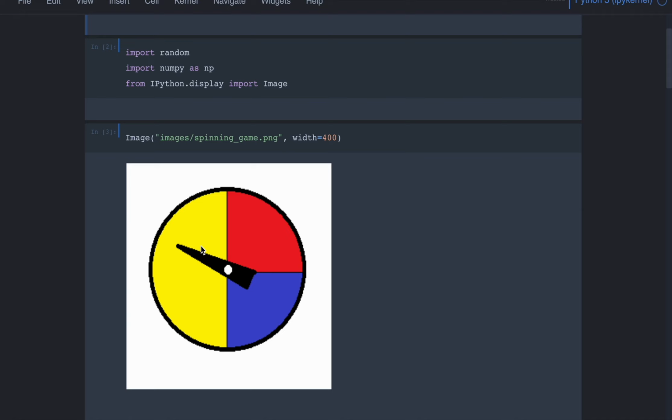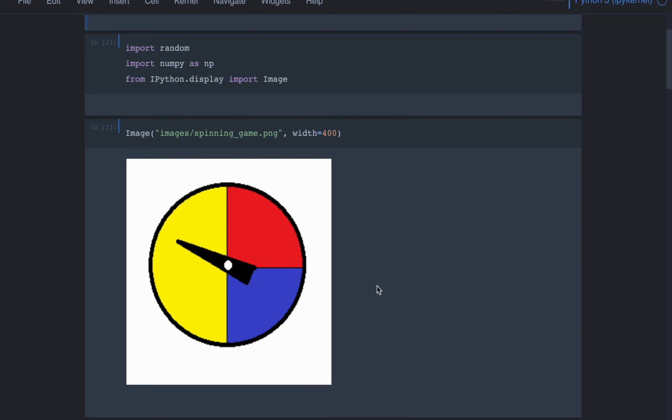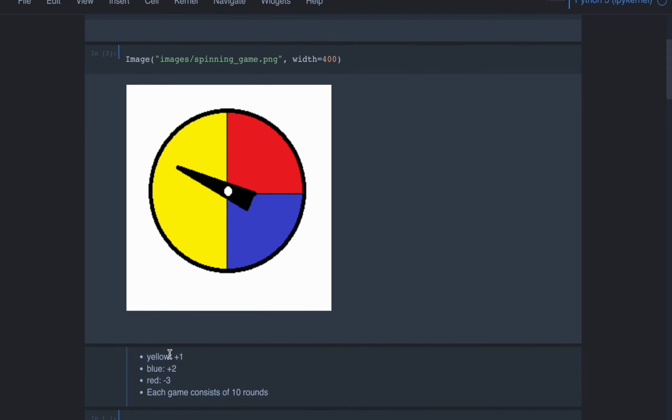It has these 3 divisions: yellow, red, and blue. And you bet on one of the colors. Okay, so let's say you bet on yellow, and if the arrow lands on yellow, you gain $1 or 1 point. And similarly, if you bet on blue, and if it lands on blue, you will gain 2 points. And red is where you lose points or money. If it lands on red, you will lose 3 points. So if you bet on yellow or blue, but if it lands on red, you will lose 3 points.